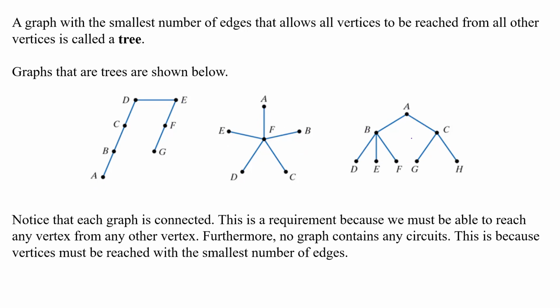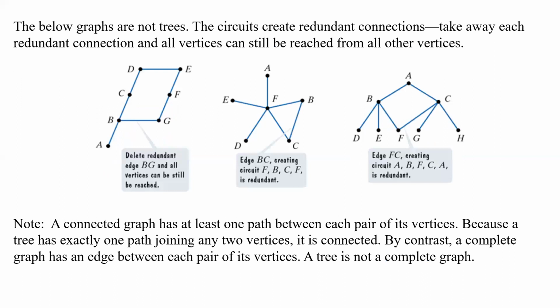Now notice each graph is connected. This is a requirement because we must be able to reach any vertex from any other vertex. Furthermore, no graph contains any circuits, so we can't do a circuit and get back to where we started from. This is because vertices must be reached with the smallest number of edges. So if there's more edges, we need to actually delete those edges to make it actually a tree.